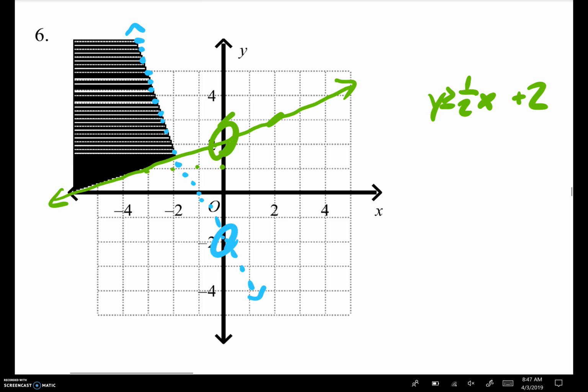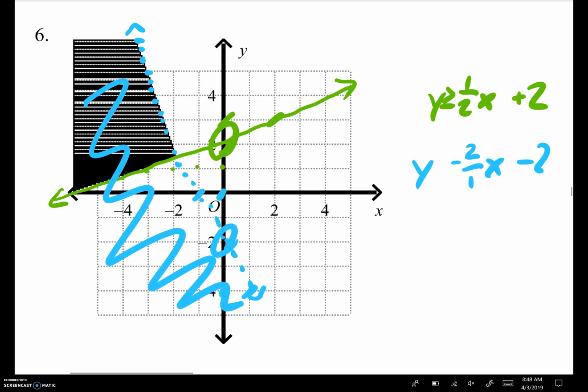Blue line. My y-intercept is -2. I went up 2 over 1 or down 2 over 1. So my slope is -2 over 1 or -2, either way you write it is fine. I shaded above or below? Did I shade the smaller or the larger y values? I shaded the smaller y values, so it's going to be less than. It is a dotted line, so I don't need the less than or equal to. It just stays less than.